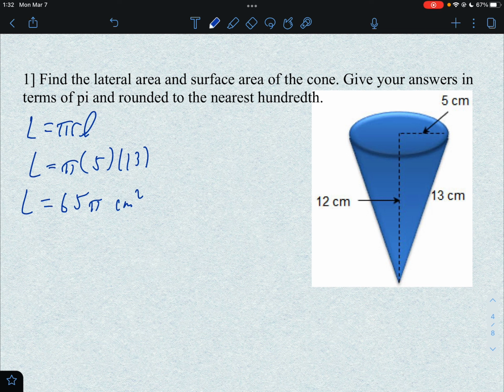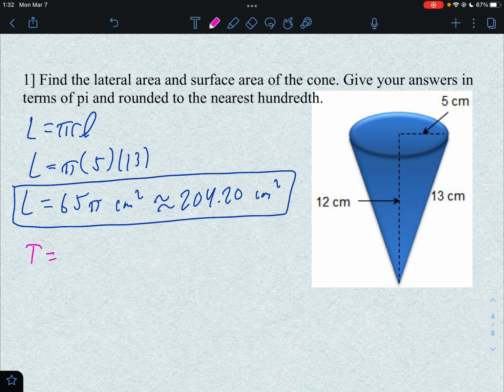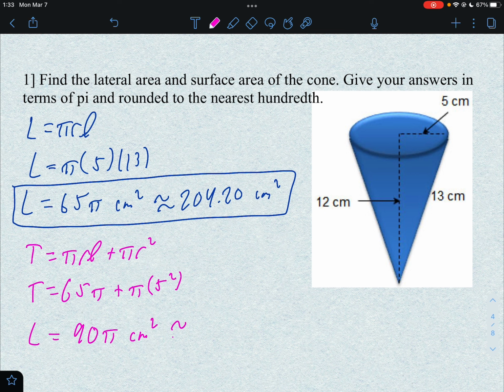And if I wanted the rounded answer, I could type 65 pi in and get 204.20 square centimeters. For our total, we're going to take that pi r L and add pi r squared to it. I already know pi r L is 65 pi, but I'm going to add pi times r squared. So that's 65 pi plus 25 pi, which is 90 pi square centimeters. And if I round that, I get 282.74 square centimeters.